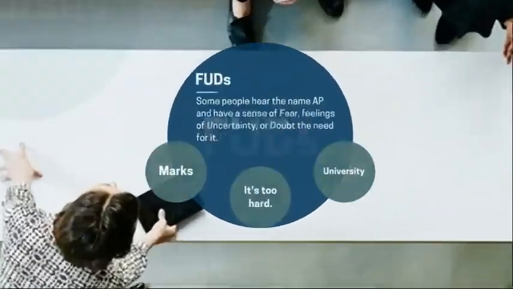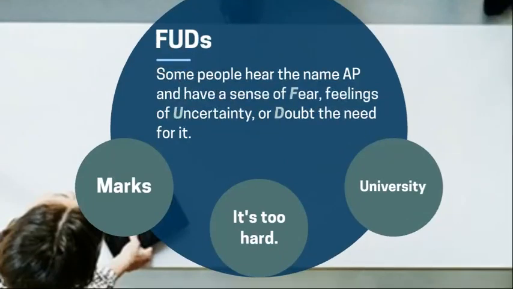Now, FUDs. That's something that is an acronym for fear, uncertainty, and doubt. It's kind of those ideas that students have of why they don't want to take AP. And I get that, doing the transition to grade 10 is a bit daunting in and of itself. And so being told you're also going to do this AP program can also cause some fear, uncertainty, and doubt.